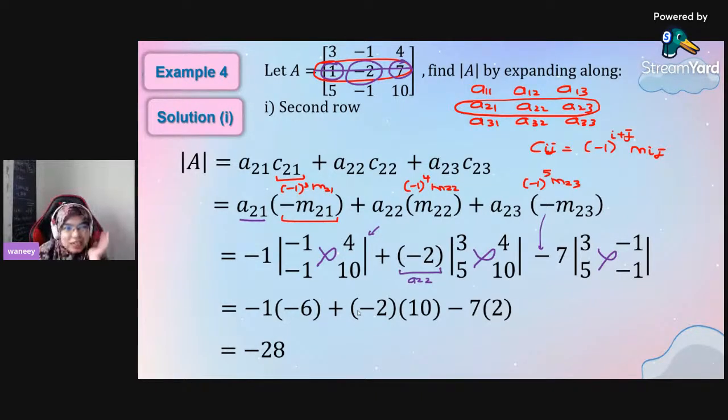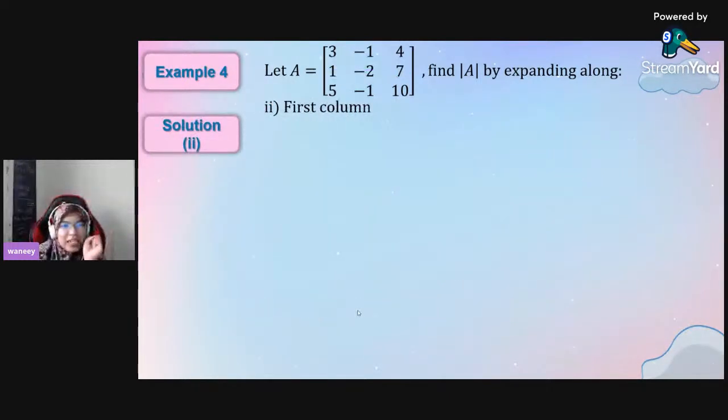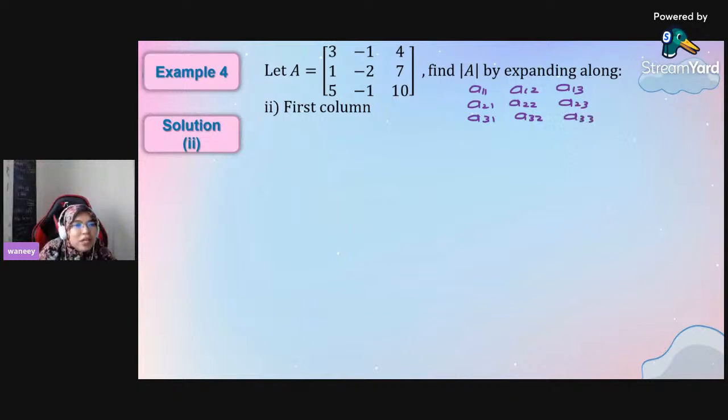Okay, so now let us go to the second one. The second one, you have to find the determinant by expanding along the first column. Again, if you want to know the formula, just simply write down the A first. So A11, A12, A13, A21, A22, A23, A31, A32, A33. Where is the first column? The first column is this element. So I'm going to use the formula involving A11, A21 as well as A31.